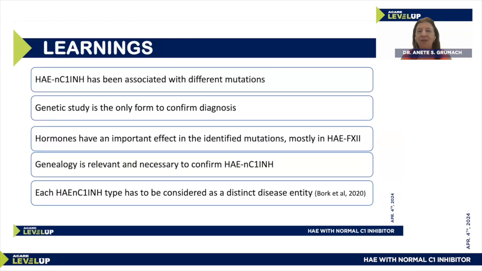And my final points are that HAE and normal C1 has been associated with different mutations. So this is now our biomarker, I would say. We have to look for genetic mutation. So genetic study is imperative in this group. Hormones have an important effect in these identified mutations. We have mostly seen it in HAE factor 12, but looking at all the other families reported, some of them present the influence of estrogen. The genealogy is very important and necessary to confirm HAE in normal C1. It's not always easy to find out family history, but it's an important point until now.